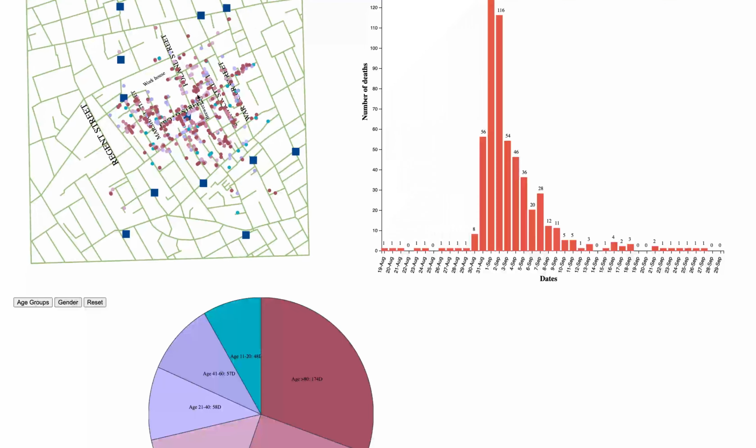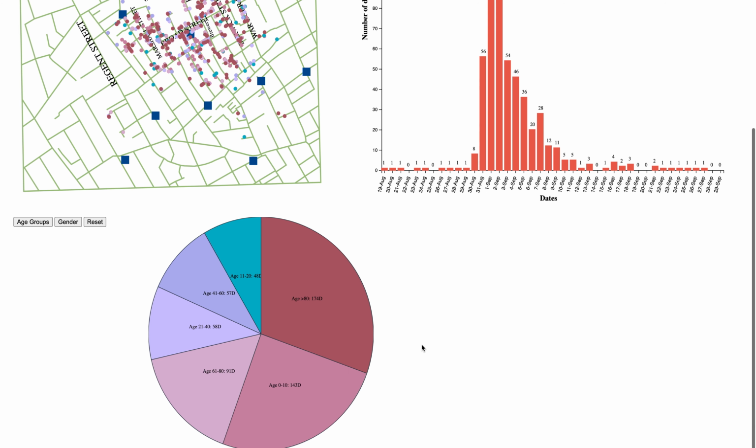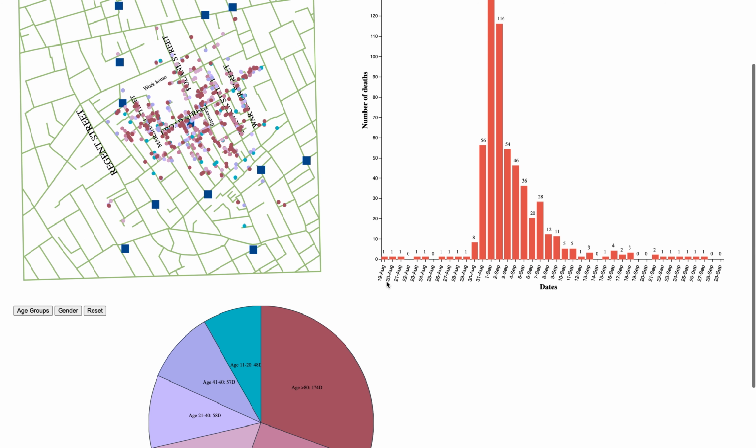Similarly, I have used it for age group as well. If you can see here, the different colors that are representing the pie chart also represent on the map, so I have made an interaction linking both the graphs. When the cursor is put onto the age group greater than 80 with 174 deaths, we can see that the map shows the 174 deaths of that age group particularly.